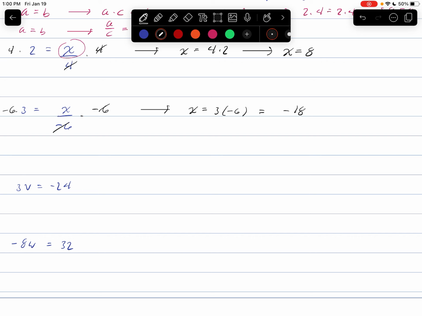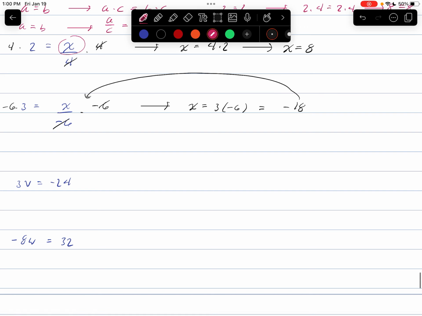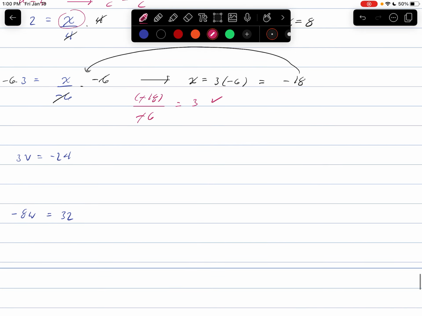Just as before, we can plug this right back in over here and see that this makes sense. If we have negative 18 divided by negative 6, that should give us 3 if this works. These negative signs will cancel, and we end up with 18 over 6, and 6 goes into 18 cleanly, so 18 divided by 6 is in fact 3. So this works. That means our answer is in fact negative 18.